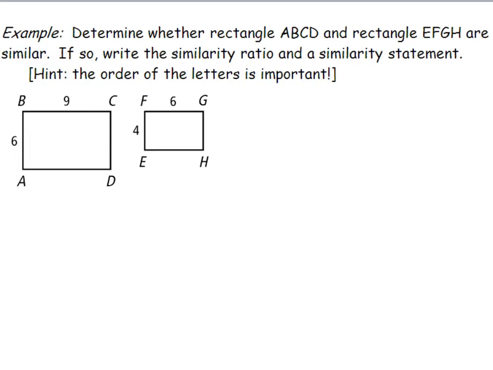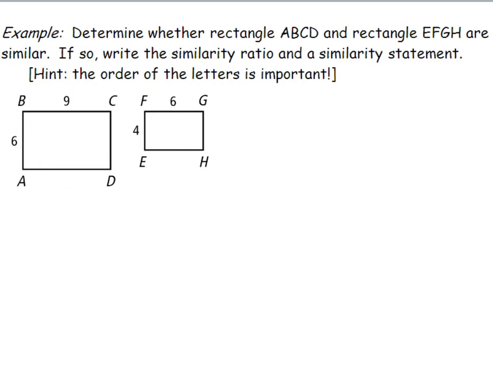In our example here, we're going to determine whether rectangle ABCD and rectangle EFGH are similar. And if so, we are going to write a similarity ratio and a similarity statement. So the first thing is, with similar polygons, you have to determine if the corresponding angles are congruent. In our case, the biggest piece of information is that they're giving us rectangles. So if we have rectangles, we know every single angle in these two polygons are right angles. So that means corresponding angles are indeed congruent. So that's half of what we needed to prove.